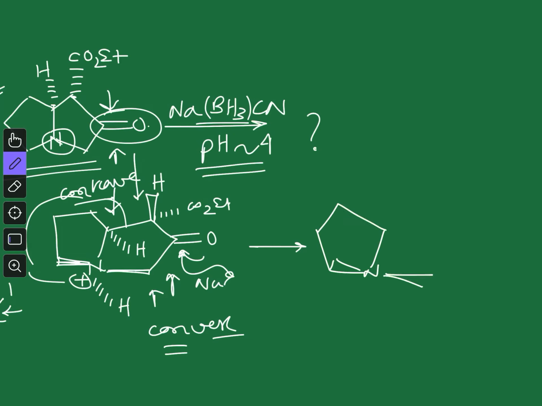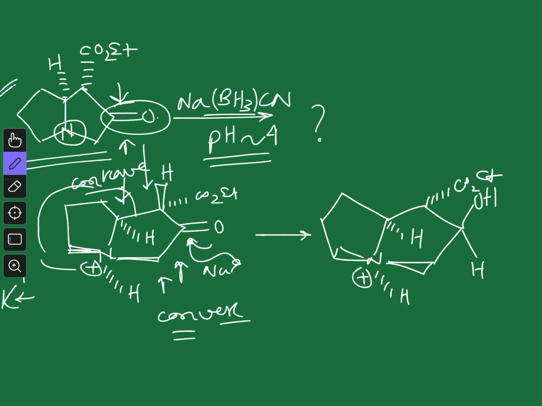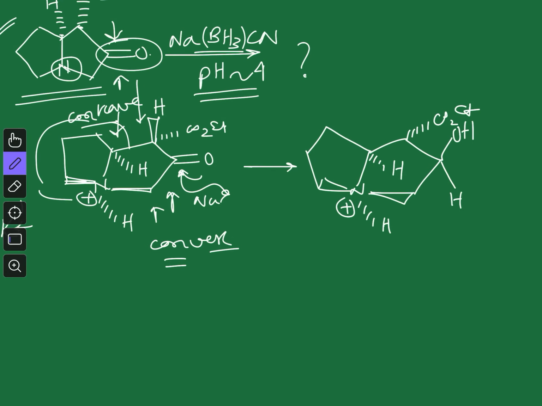So here the hydrogen will add to the bottom face and this OH will go to the top face, and here you have this ester group like this. Here you have this hydrogen, here you have this protonated nitrogen. So this is the product you will get. Now if I draw this in normal form, how will it look? Sorry, it is not a 6 membered but a 5 membered ring. So it will look like this.